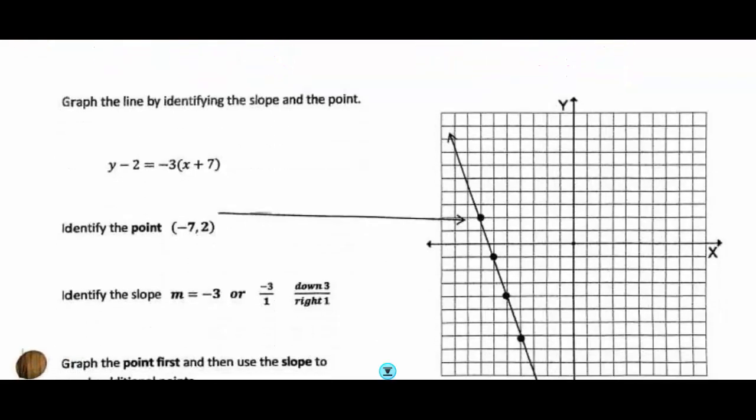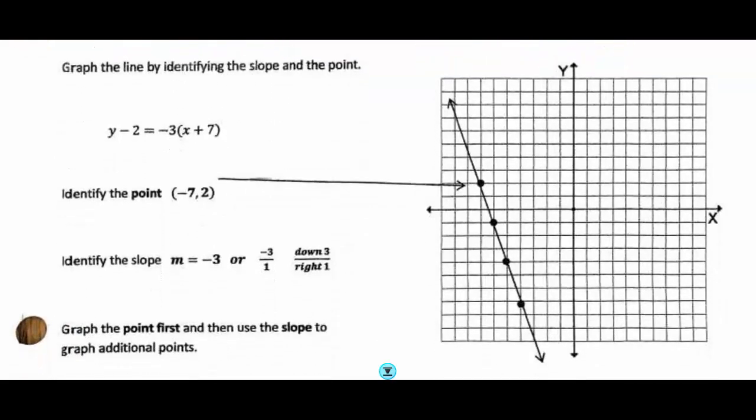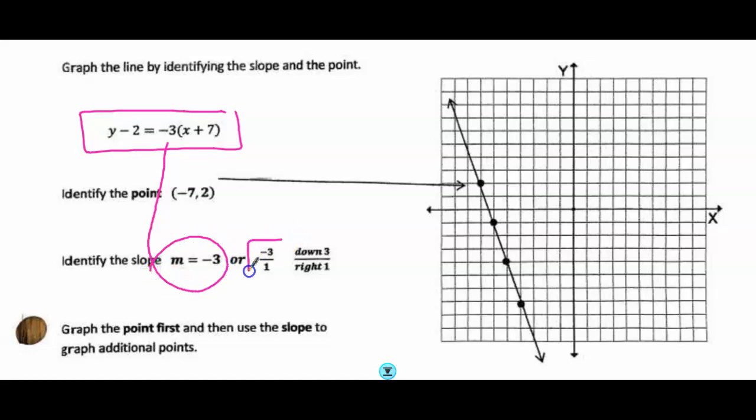Now, we're going to pull out the correct point and slope, and we are going to graph. It says graph the line by identifying the slope and the point. So we just practiced this. It says the slope is -3, which because we're graphing, we have to make it a fraction. -3 over 1. So when it's negative on top, that is down 3. Positive 1 on the bottom is right 1.